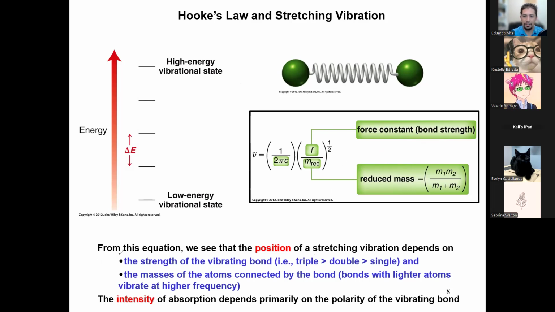And it says here at the bottom, from this equation, we see that the position depends on the strength of the bond. So it tells you here, triple bonds are stronger than double bonds, which are stronger than single bonds. So triple bonds are going to have a higher wave number than double bonds, than single bonds. And here's your mu bar, wave numbers. So triple bonds are stronger, so they're going to have higher wave number energy. Single bonds are weaker. They're going to be on the right side of the spectrum because they have lower energy, right? Just make sure you're always reading your axes.